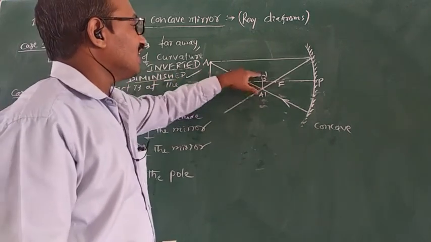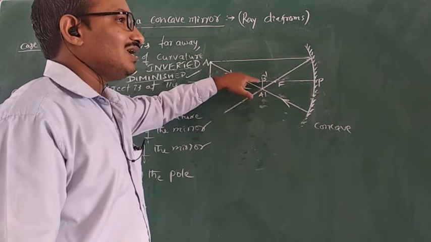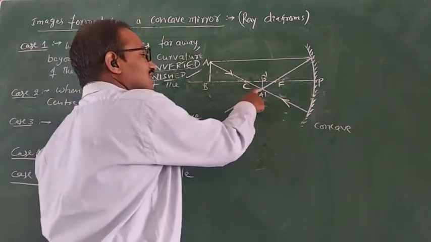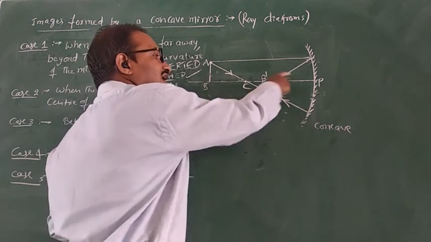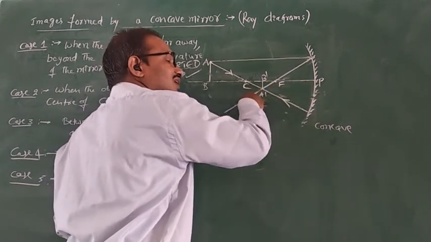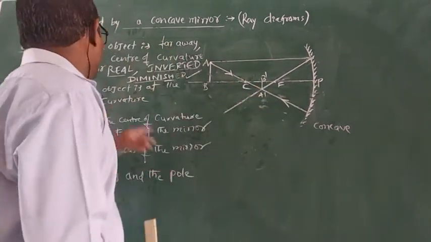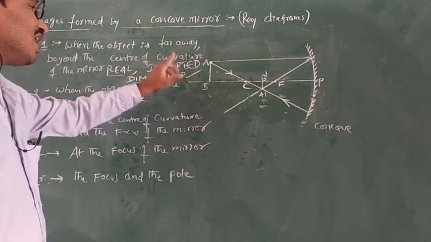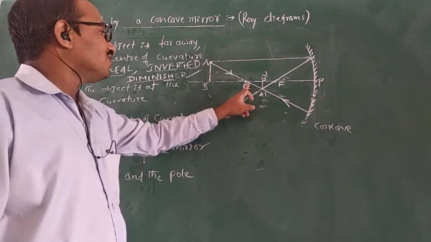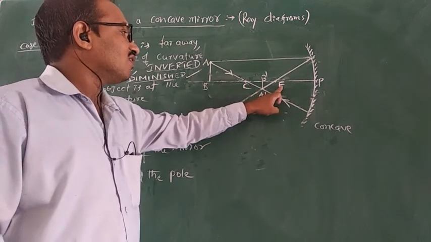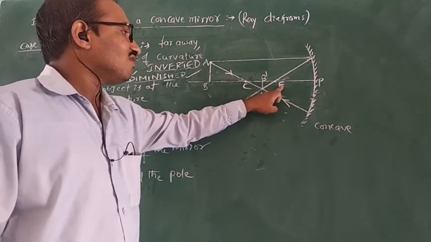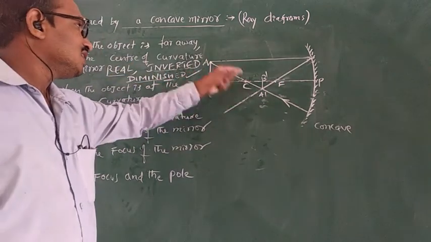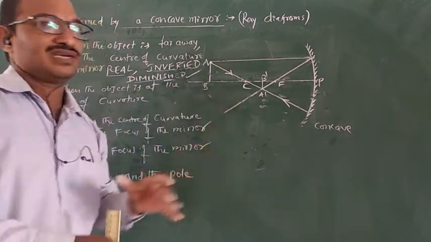It is inverted, and the image is forming on the screen, not on the mirror. So it is a real image. So when the object is far away beyond the center of curvature, the image is formed between the center of curvature and the focus, and the properties of the image are: real, inverted, and diminished.